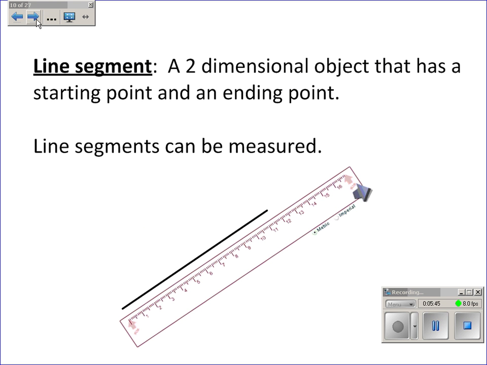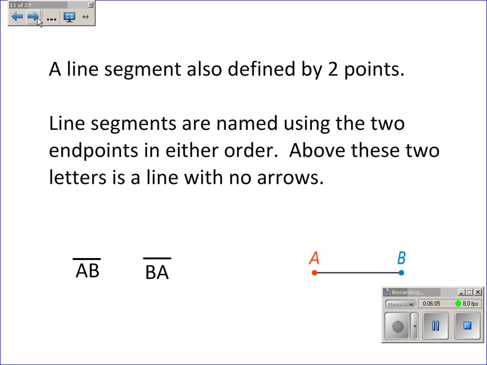Okay, a line segment, or sometimes just commonly called a segment, is an object that has a starting point and an ending point. So it starts somewhere and it ends somewhere. A line segment can be measured with an exact length if you're given a ruler or some kind of a metric. It's also defined by 2 points, and it's named using the two endpoints. So either this segment is segment AB or segment BA, either one is fine. Also notice that above the letters, it's a line with no arrows because it doesn't go on forever in either direction.